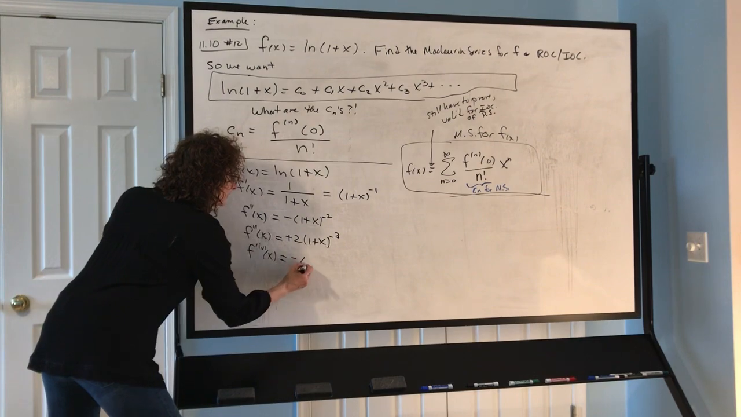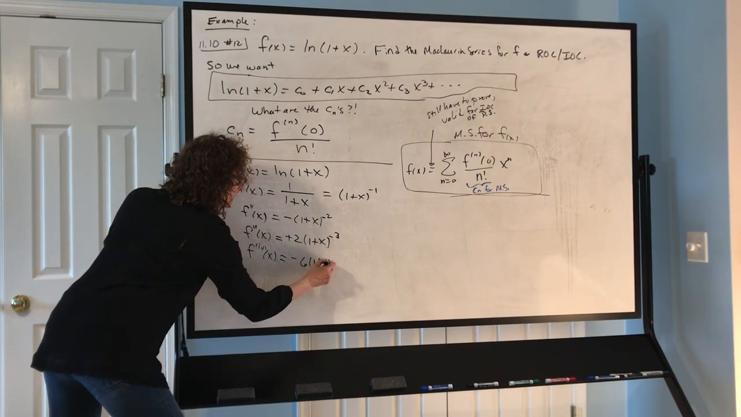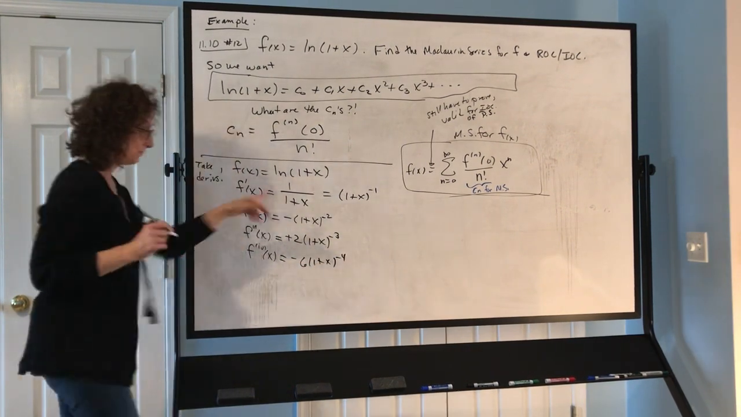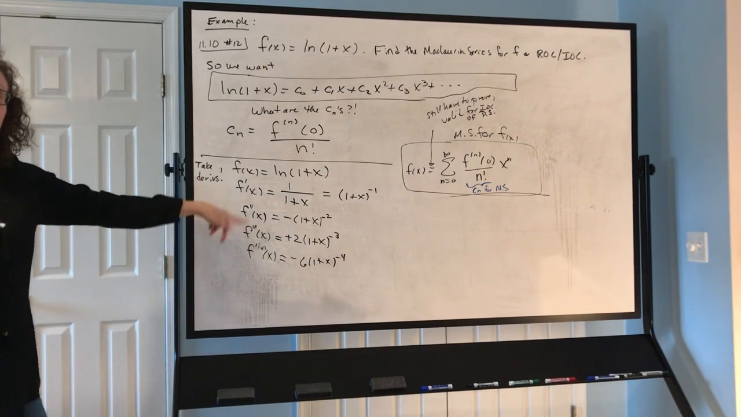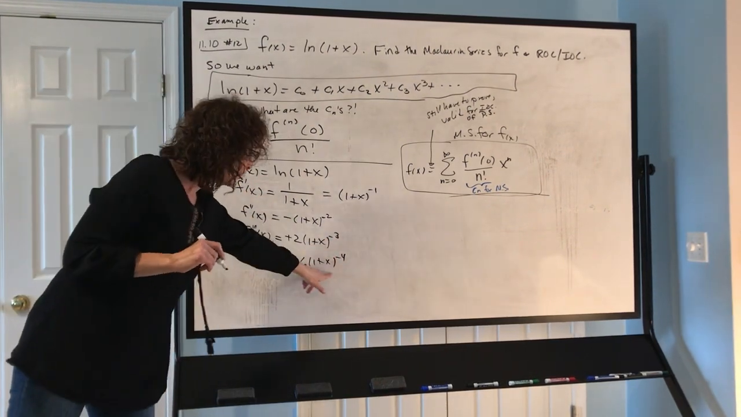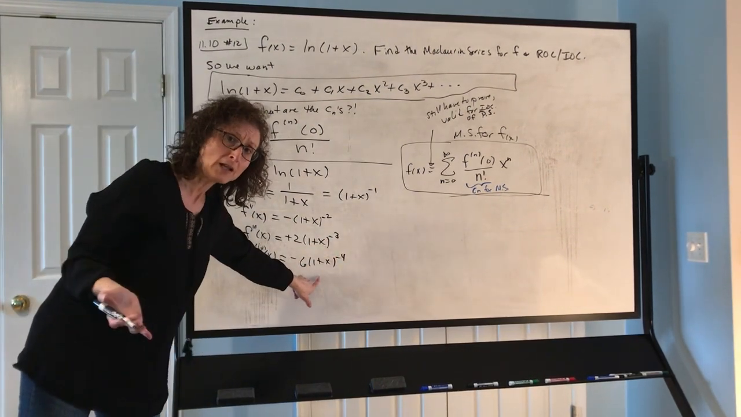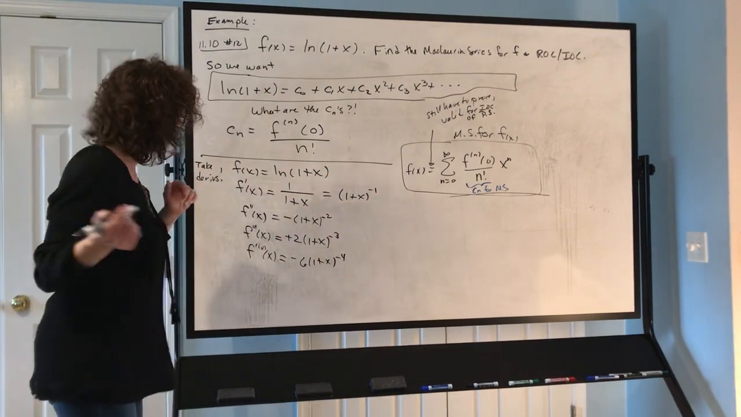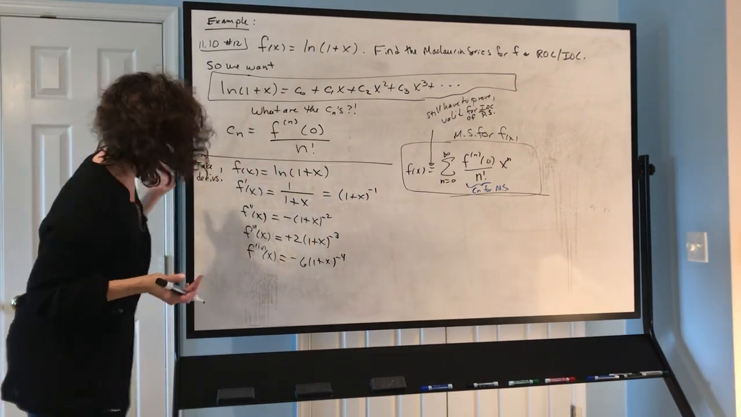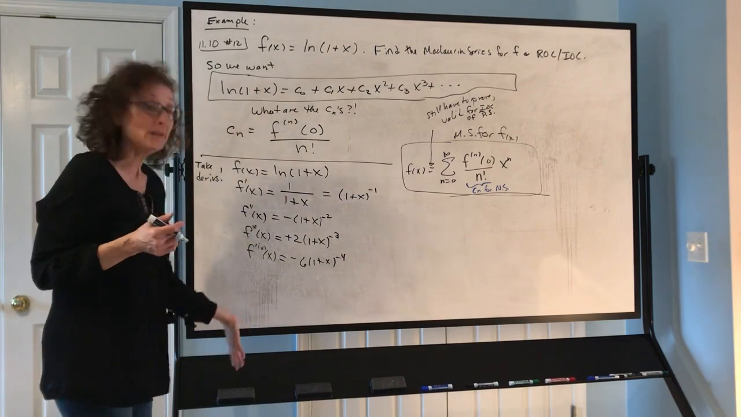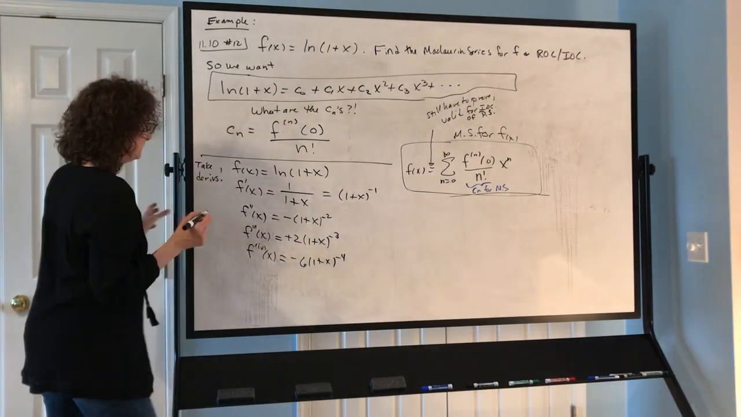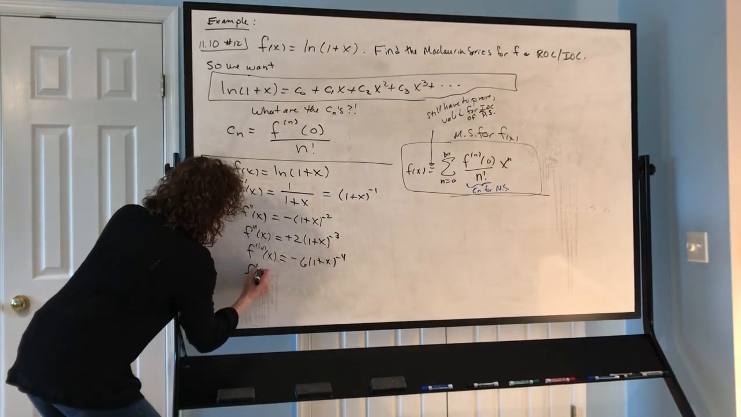Good. Minus 6, 1 plus x to the minus 4. Bring down the power, leave the stuff alone, subtract 1 from the power, multiply by the derivative of the stuff. But the derivative of the stuff is just 1. We love that. Some of your problems aren't so simple, so you can see how the derivative piece could get messy. All right, let's take some more derivatives.